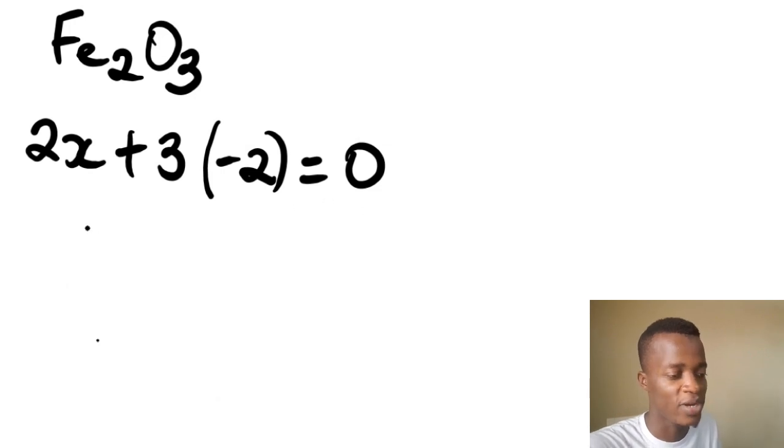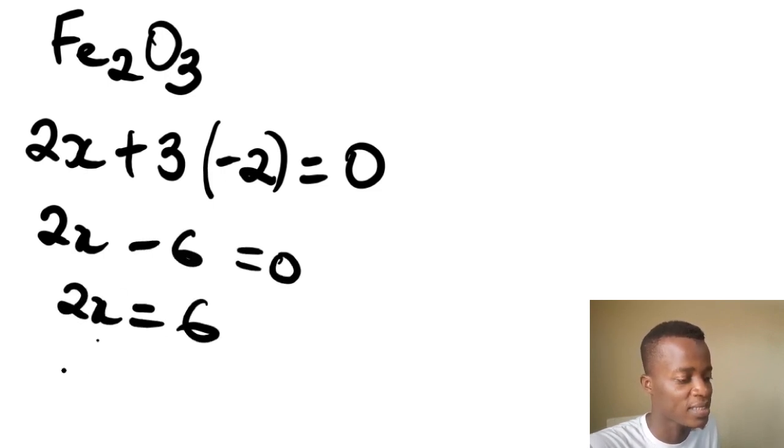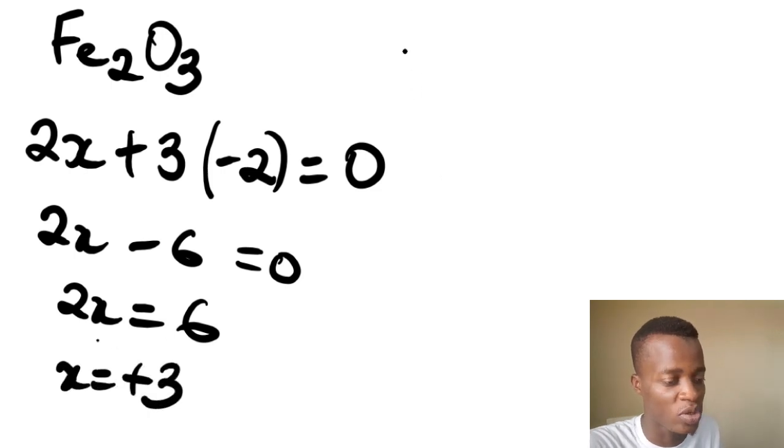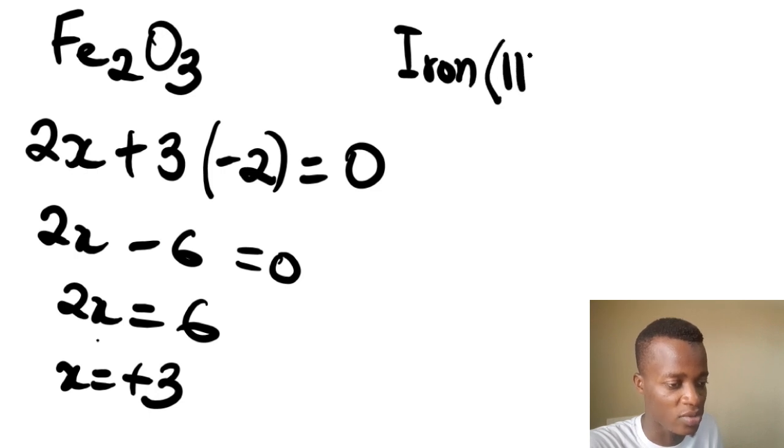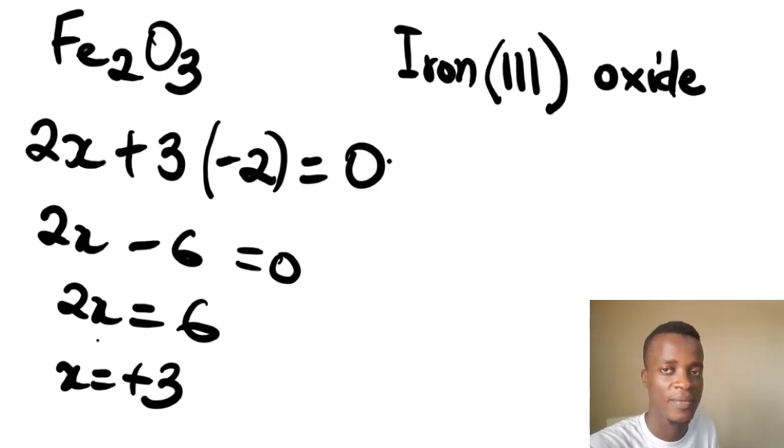So now for these, what am I having? Solve for this: 2x, this times 3 will give me -6, equals 0. So 2x is equal to 6, and then x will be equal to +3. So it's going to be iron(III) oxide. Iron(III) oxide, as simple as that.